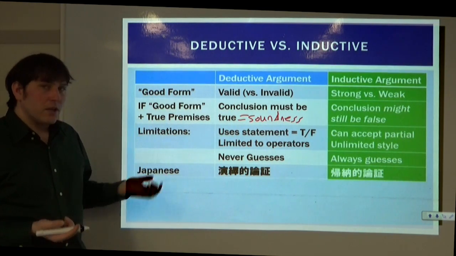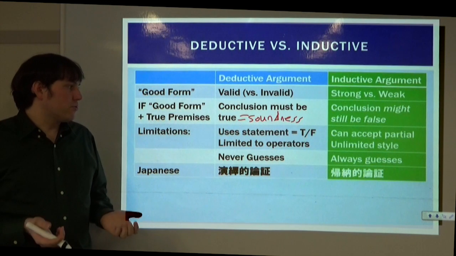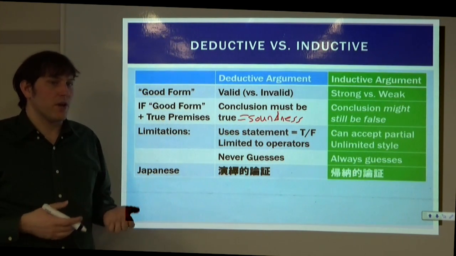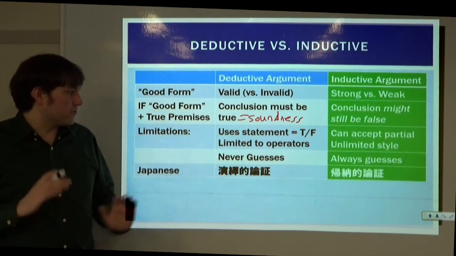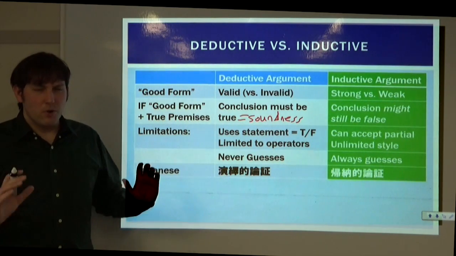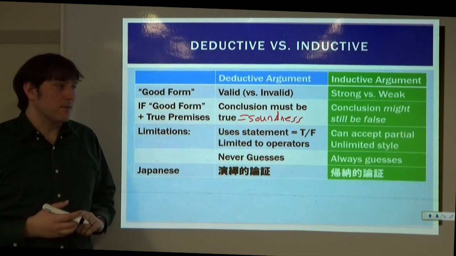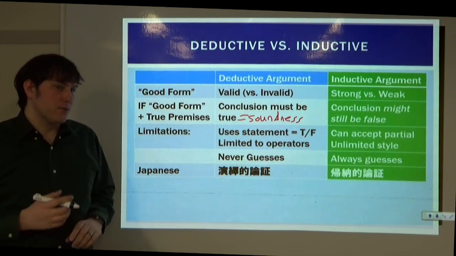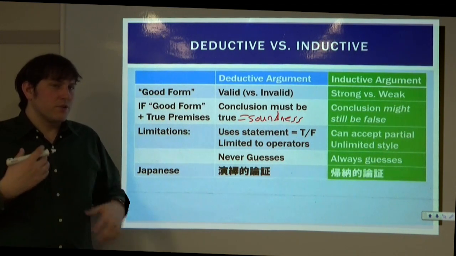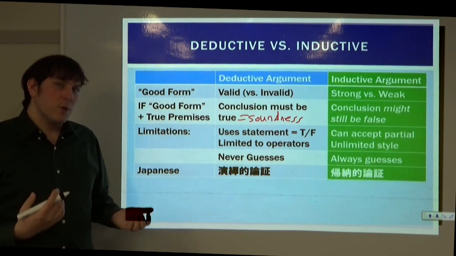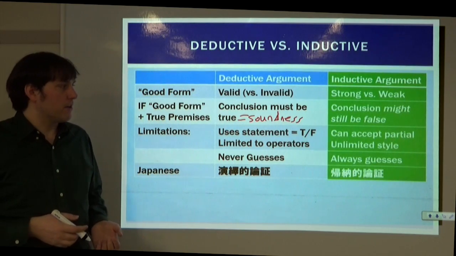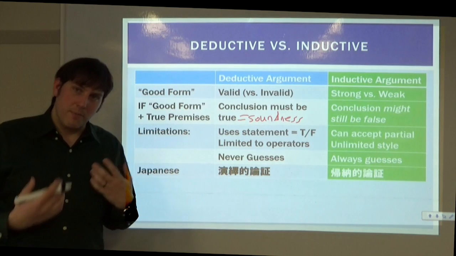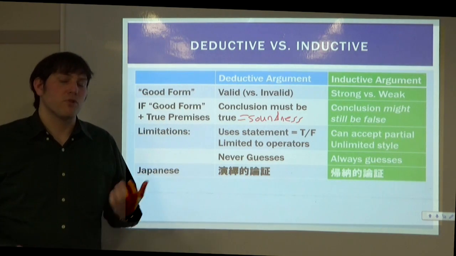Limitations. Deductive arguments, every statement must be true or false. We can't have anything that's most likely the case. We can't really have decimals, basically. It's 1 or 0. We're limited to a small number of operators, and it works in a very precise way. It's hard to make these sorts of arguments. It's hard to make the proofs sometimes, but if you do it, you can show if something's valid or invalid. Now, inductive arguments can accept partial statements. They can also have an unlimited number of ways they go.